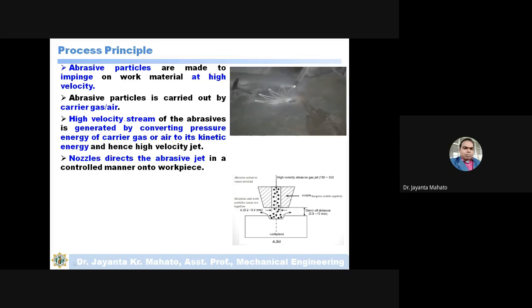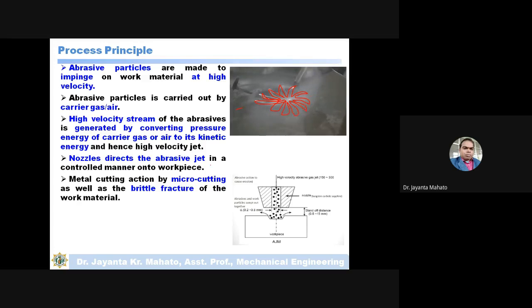Okay, and a nozzle is used to direct the abrasive jet. Means, according to the required shape of the product, you can travel or direct the nozzle. Just to see here, suppose this type of product is required, so you can travel the nozzle like this. This is the nozzle, you can travel like this, and ultimately you will get this type of cut, this type of product.